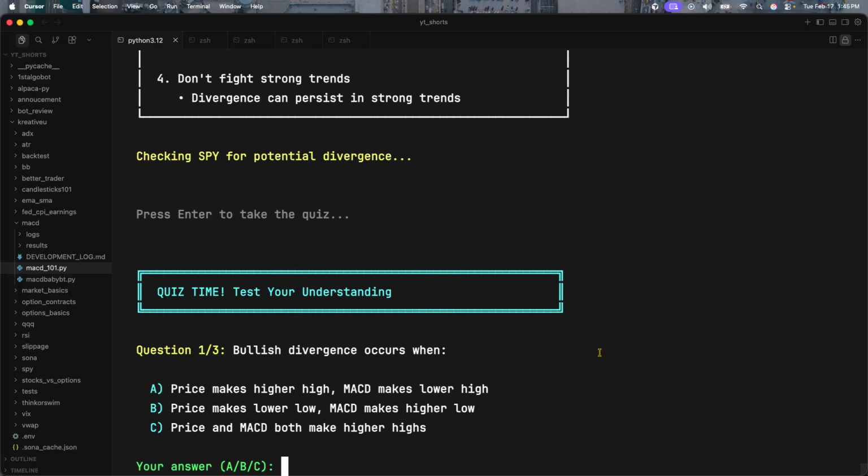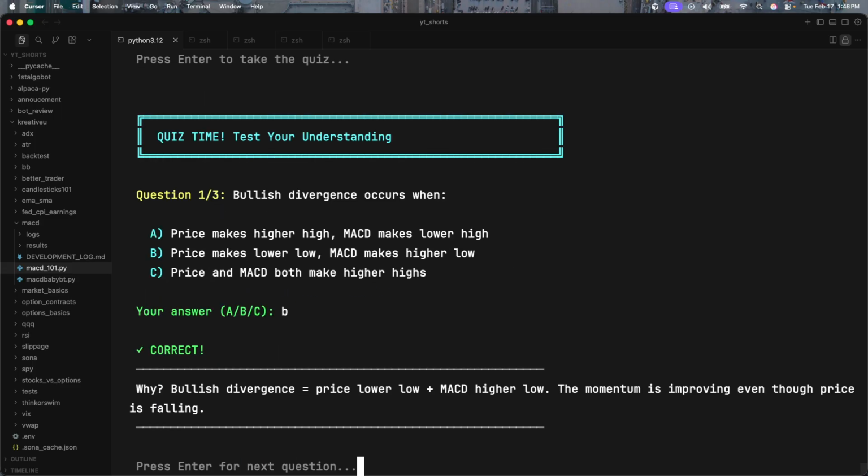So let's go ahead and jump into our quiz. Bullish divergence happens when the price makes higher highs and MACD makes lower highs, or is it when the price makes lower lows but MACD makes higher lows, or is it when both, no. So is it B?